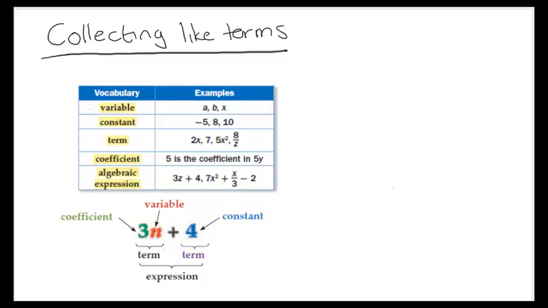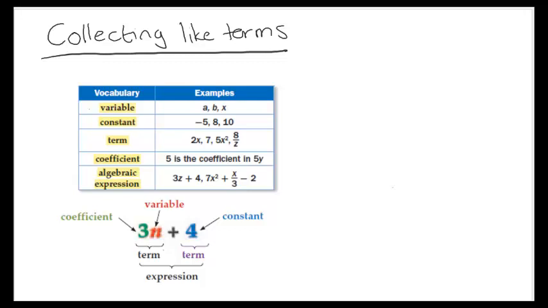Good day. Today's video is dedicated to collecting like terms. Before we can start collecting like terms, we need to know exactly what a term is, and what it means when terms are like or the same. In order to do that, we're going to start looking at key vocabulary.